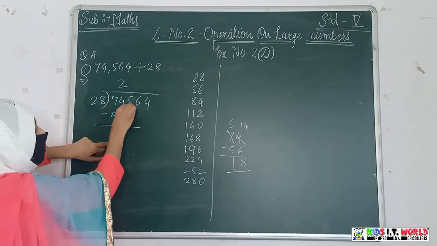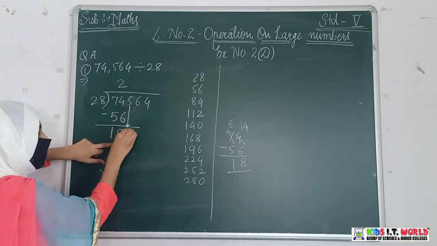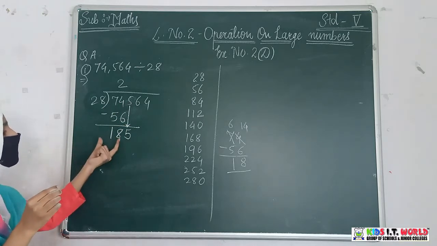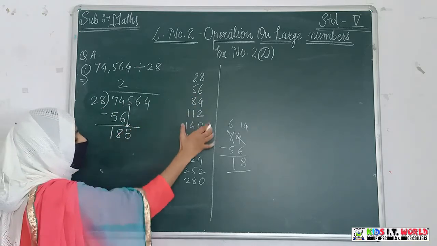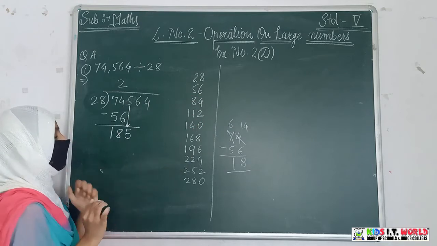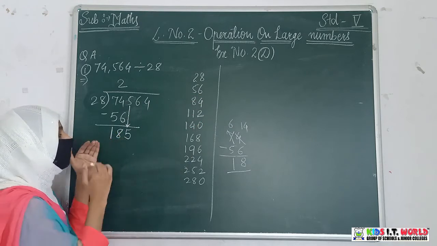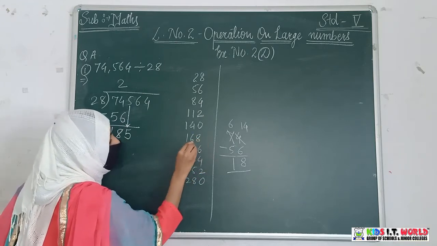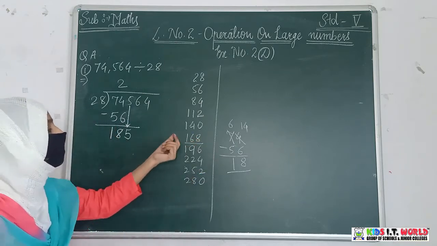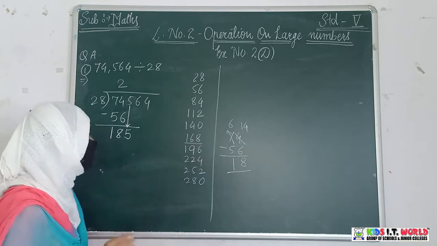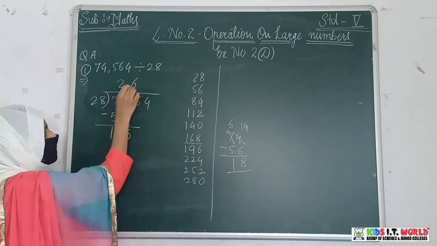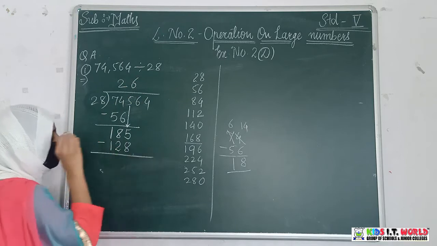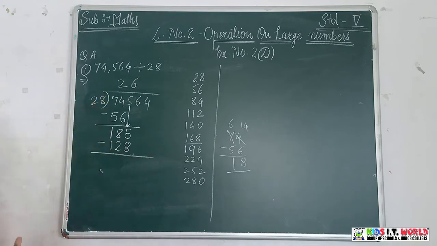Now in the next step, what is the next number here? 5. So 5 will come with this number. Now in the next step, find out 185 in this table. Is there 185? No. So less than 185, which number is there? We will see that. 168. So 28 sixes are 168. We have completed the second step.